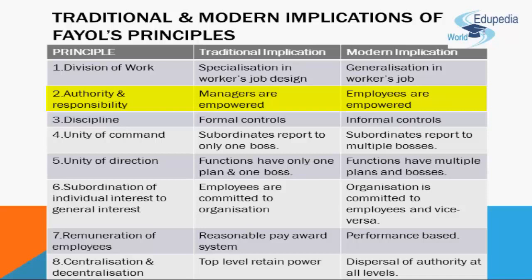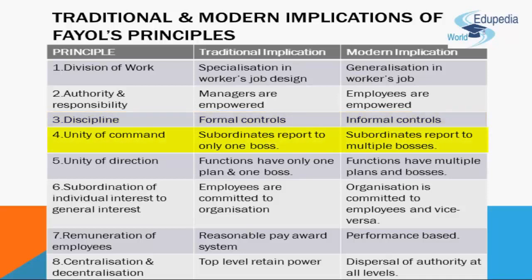So you can see traditional implication, managers were given total powers and they are empowered, whereas in modern times the employees are empowered. Third principle is discipline. In case of discipline, the traditional implication is formal controls, means the employees have formal controls, whereas in case of modern employees they have the informal controls.